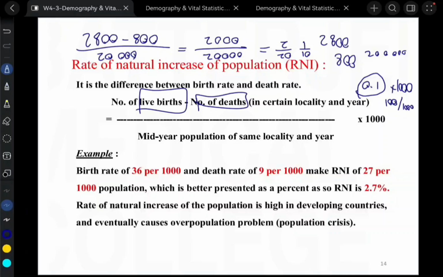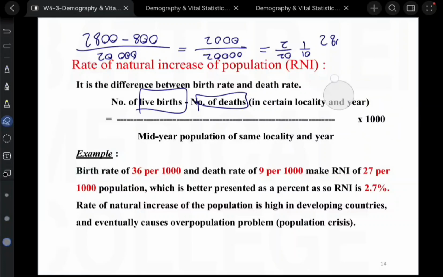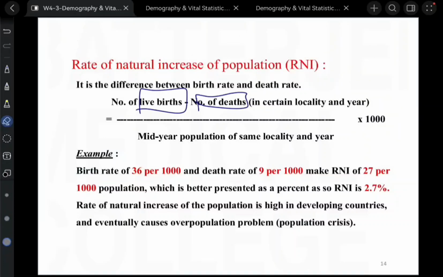Let me just erase all that. Here in the example, what it says is the birth rate of 36 per 1,000 and death rate of 9 per 1,000 make the RNI 27 per 1,000. Okay, which is better presented as a percent. So RNI is 2.7%.